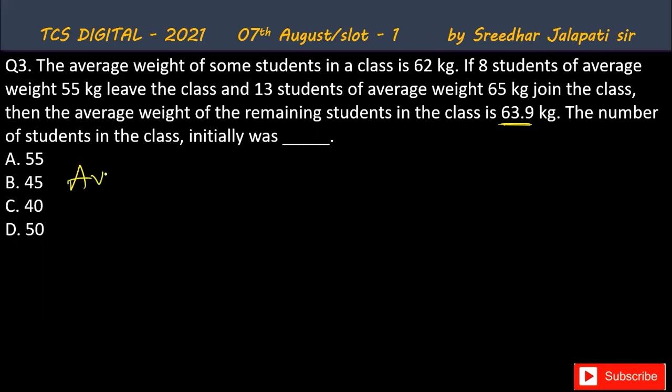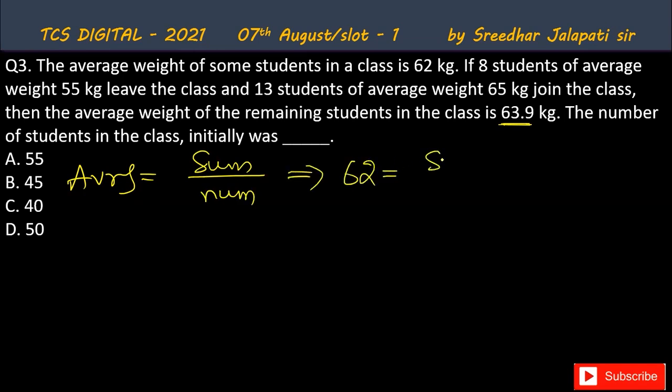By the way, how do we find average weight? Sum of the weights of all the students divided by the number of students. Initially, we are given the average weight. We do not know the sum of the weights. We do not know the number of students as well. I am assuming the number of students as n. So on cross multiplication, we get the sum of the weights of the students as 62n, right?